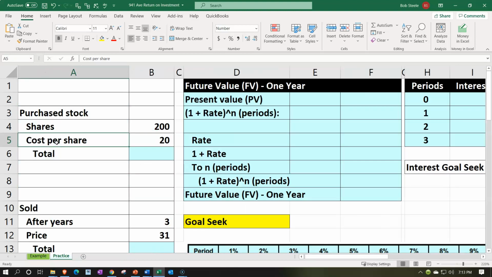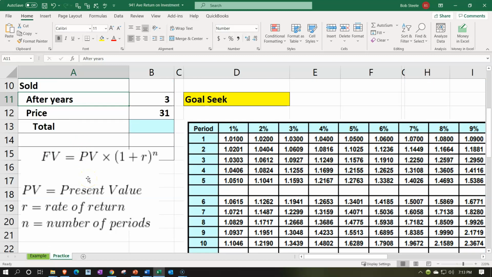Going back to the left-hand side, our information then is we have the purchase of stock. We're going to imagine a purchase of stock situation. Shares 200, cost $20. Some point later, 3 years later to be exact, the stock is sold at a price of 31. Our goal then is to look at the rate of return, and we want to do that using the future value type of calculation, which means that we're going to have to basically back into the future value calculation. In other words, use the future value calculation here to calculate the rate, which is going to be R.